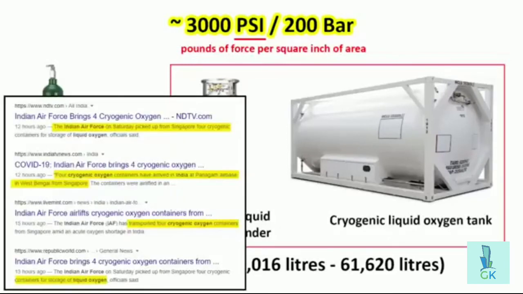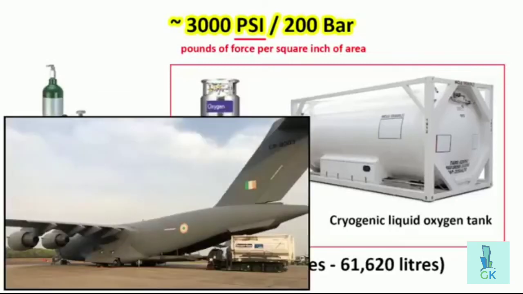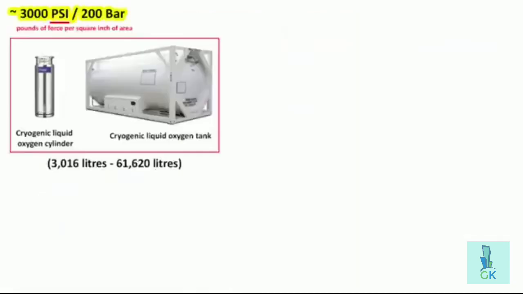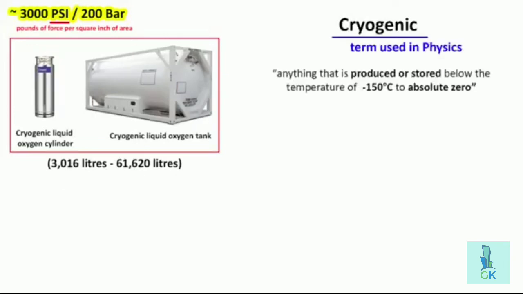The Indian Air Force has airlifted 4 cryogenic oxygen tanks from Singapore in a C-17 aircraft. Apart from Singapore, India is also looking at lifting oxygen tankers from UAE. The reason these tanks are called cryogenic tanks is because the term cryogenic is used for anything that is produced or stored below the temperature of -150 degrees Celsius to absolute zero.